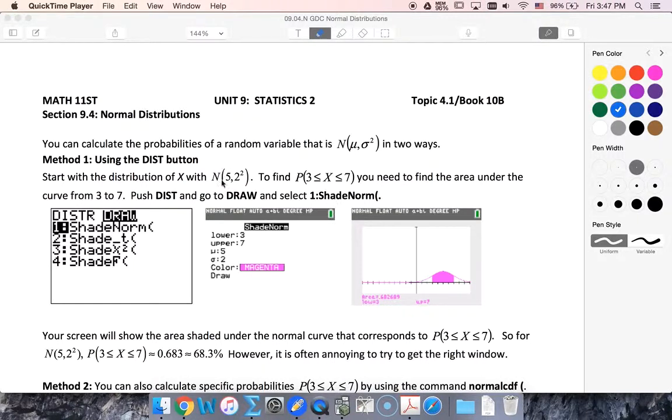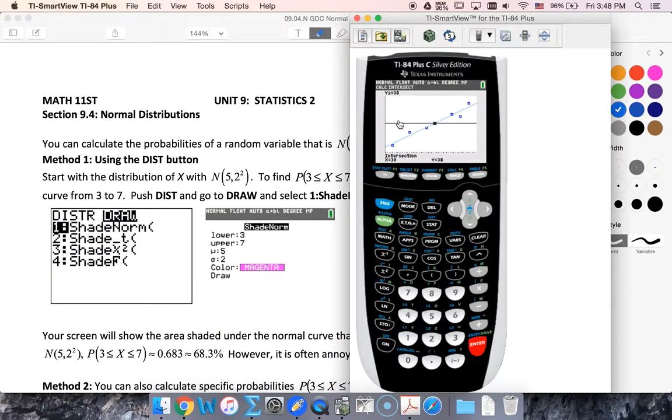So if we have a normal distribution with a mean of 5 and a standard deviation of 2, and I want to find the probability that my x value is between 3 and 7, then what we're looking for is the area under the curve from 3 to 7. So the way we do this, all right, so my calculator, I've got a graph in here, so I'm going to clear everything out first of all, and I'm going to turn off my plots.